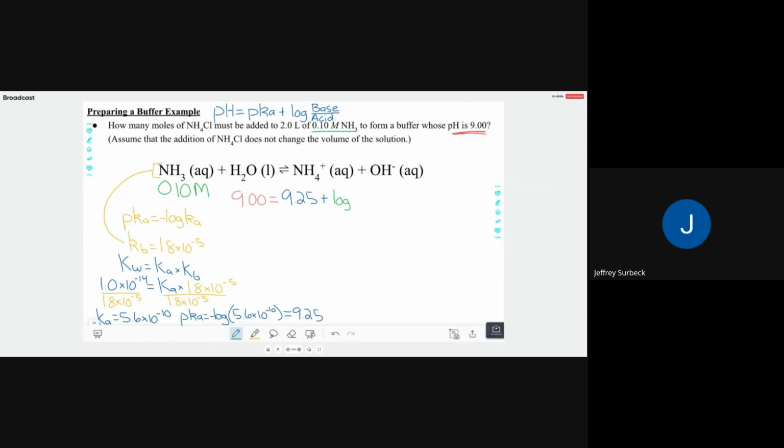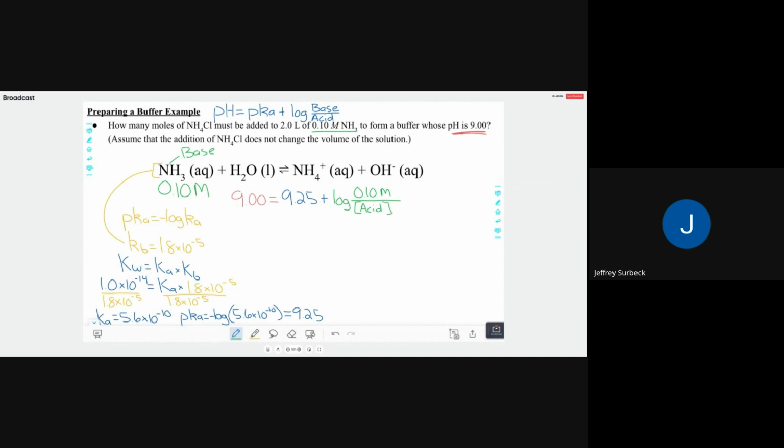Do we know our base? 0.1. Yep, very good. And I'm just going to write this down so we remember this is our base. It is 0.10, and we could put molar. All divided by, now do we know our acid? No. So I'm going to put this in brackets because we are using concentration. This is the concentration of our acid.